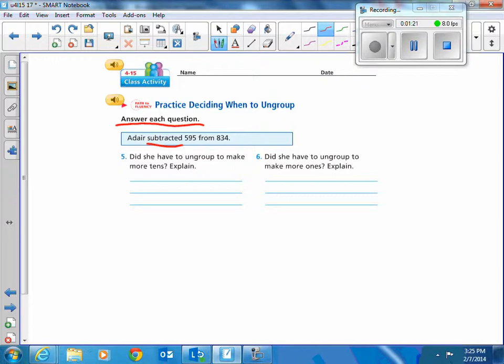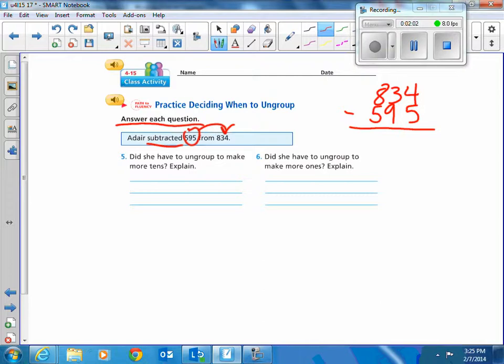So if Adair subtracted 595 from this number, that 834 must be the total. It must go on top, right? And it does help to see that that is the bigger number, right? In subtraction, we put the bigger number on top. But we know that Adair subtracted 595 from the 834. So that's the problem that you should have written down. See how I did that? That's helping myself process the information and going to help me solve the questions in 5 and 6. That's what I want you guys to get into the habit of.